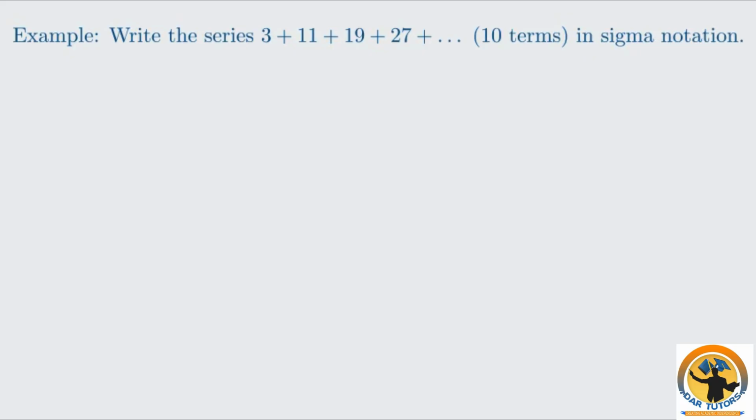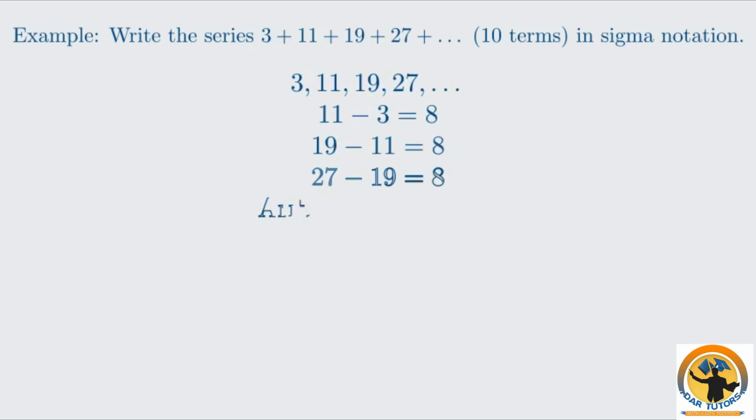The first step is to identify the type of sequence. Let's look at the differences between consecutive terms. The difference between 11 and 3 is 8. The difference between 19 and 11 is 8. And the difference between 27 and 19 is also 8. Since the difference is constant, this is an arithmetic sequence.